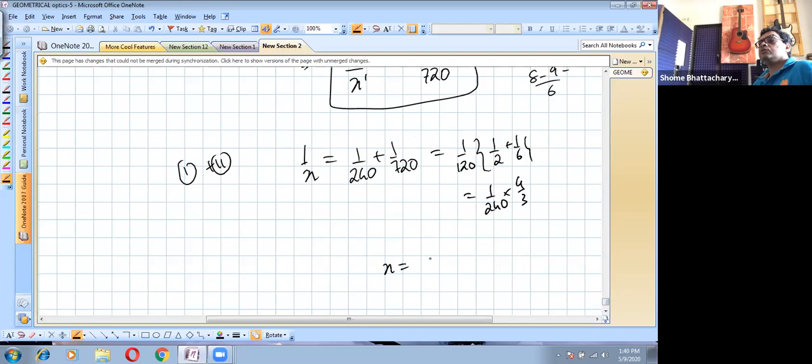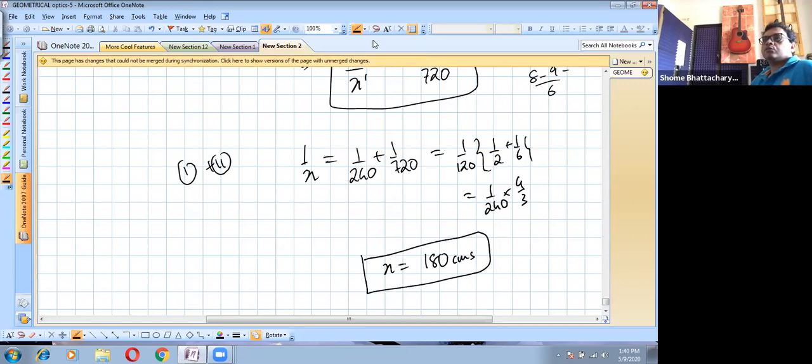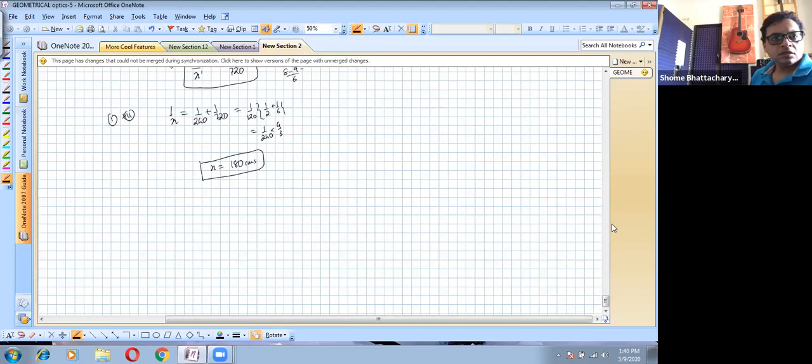x should be equal to 180 centimeters. Right, so I think some of you got this correct. Ganesh, you got it. Soumyok, you got it. Okay.